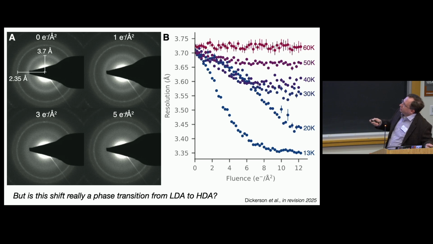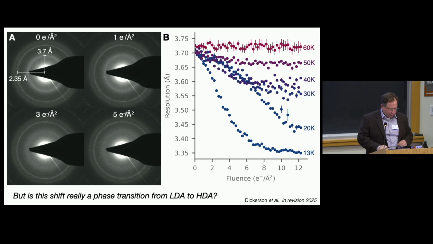And then as you increase the electron fluence, that ring shifts its peak position and broadens out. And if you look at this plot, you can see that quantified as a function of temperature between 13 Kelvin all the way back up to close to liquid nitrogen temperatures. And it's interesting to see that actually, once you're up at 60 Kelvin, there seems to be no shift or very little, and down at 13 Kelvin, you get a very significant shift.